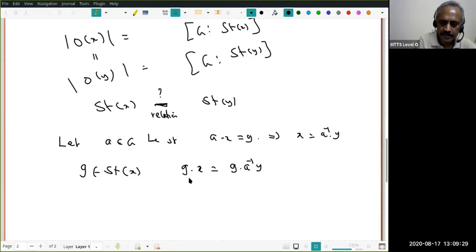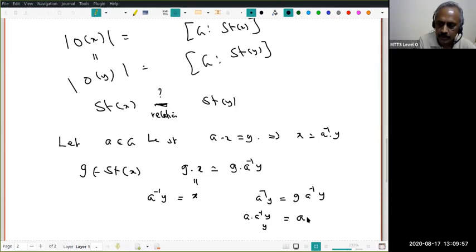Yeah, but G, since G belongs to the stabilizer, it's the same as X. But this X is the same as A inverse Y. Therefore, what we have got is A inverse Y equal to G into A inverse of Y. Okay, let A operate on both sides, then I get A into A inverse Y, that is identity Y, which is Y. This is equal to A G A inverse Y.